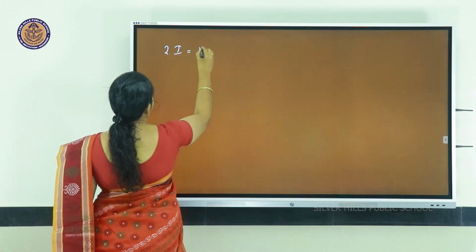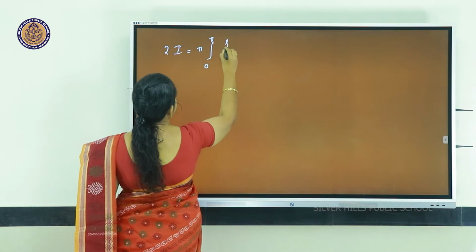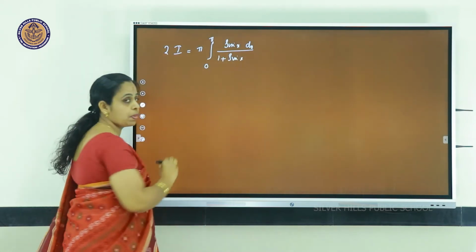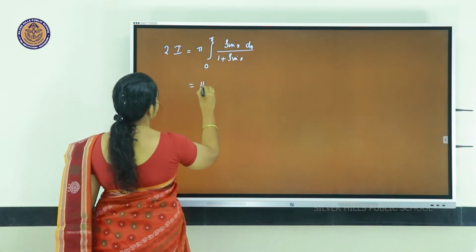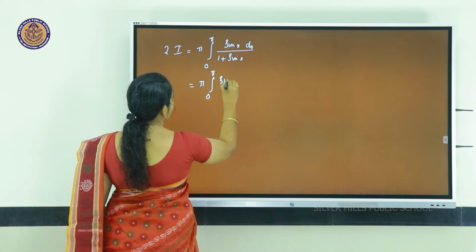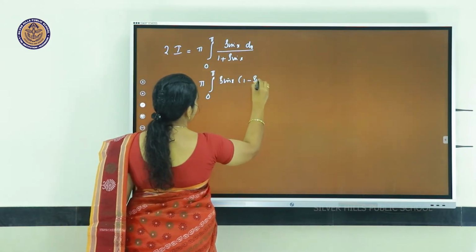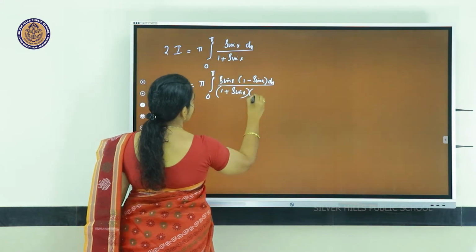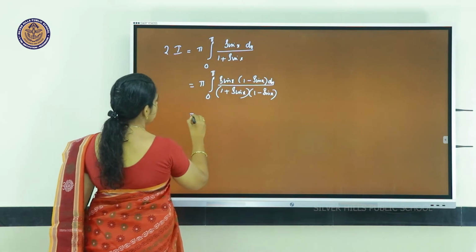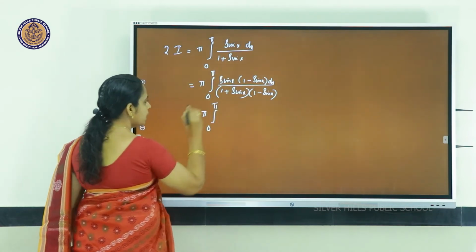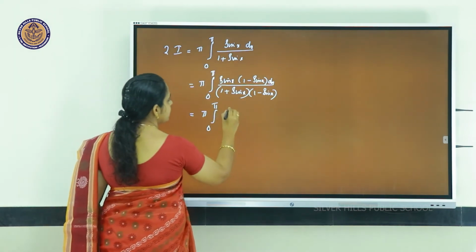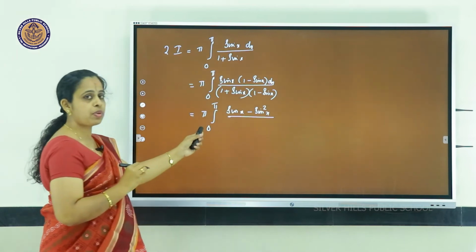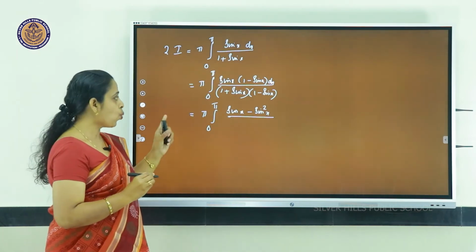2I equal to pi into integral 0 to pi sin x dx divided by 1 plus sin x. I copy the same step: equal to pi into integral 0 to pi sin x into (1 minus sin x) dx divided by (1 plus sin x) into (1 minus sin x). Equal to pi into integral 0 to pi, multiplying inside, sin x minus sin square x divided by a plus b into a minus b, a square minus b square, 1 minus sin square x.